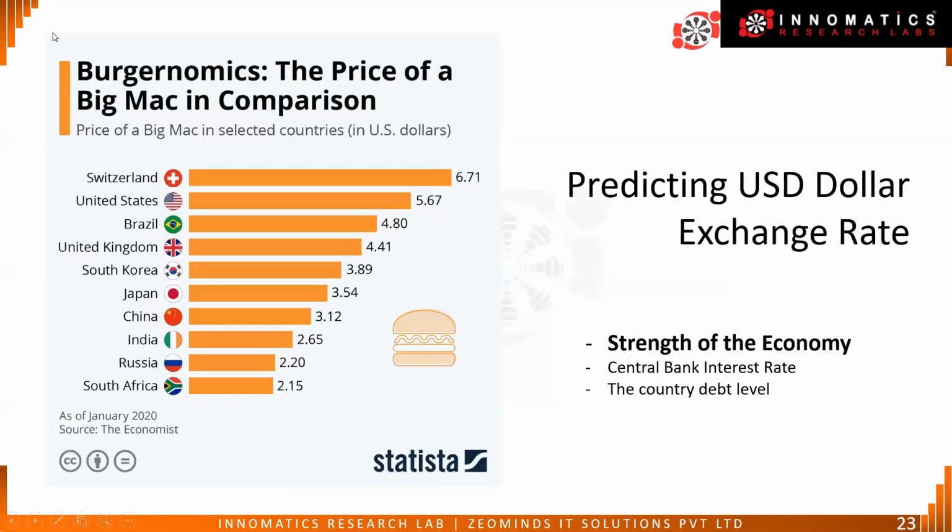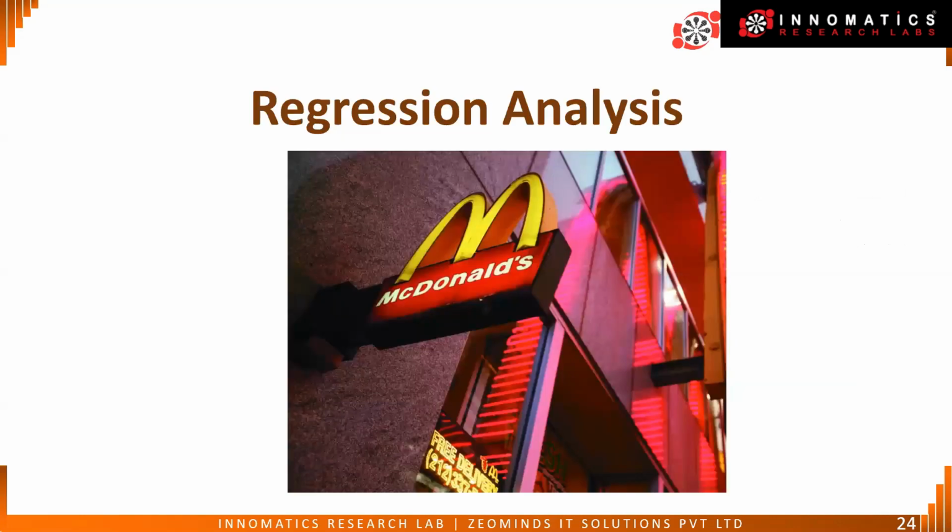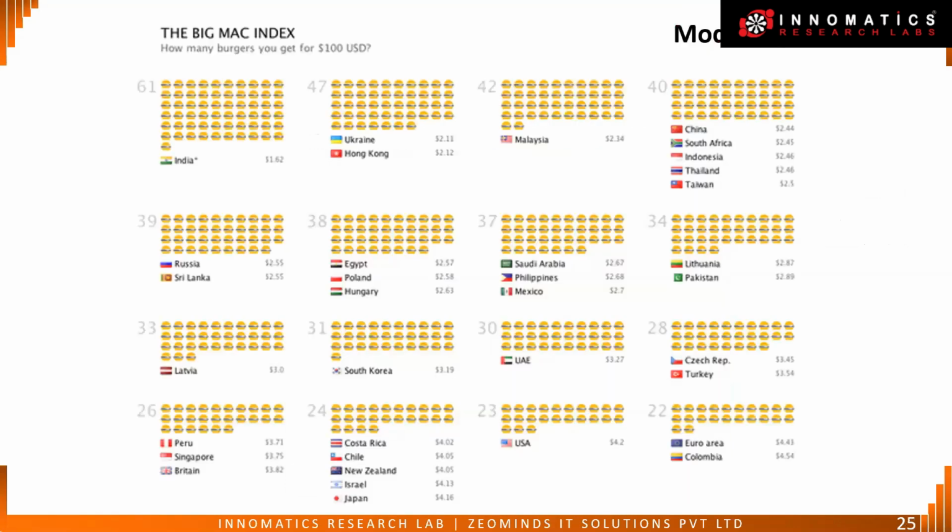Nothing but simple. Burgernomics is where they take the hamburger, a McDonald's hamburger. And this McDonald's hamburger is the index for measuring the GDP or cost of living of that country. Almost all the banks do the same thing. They do the simple thing. Let's say I'm having $100 with me. How many burgers can I purchase in India? How many burgers can I purchase in USA, and South Africa, Thailand, Mexico, and so on.